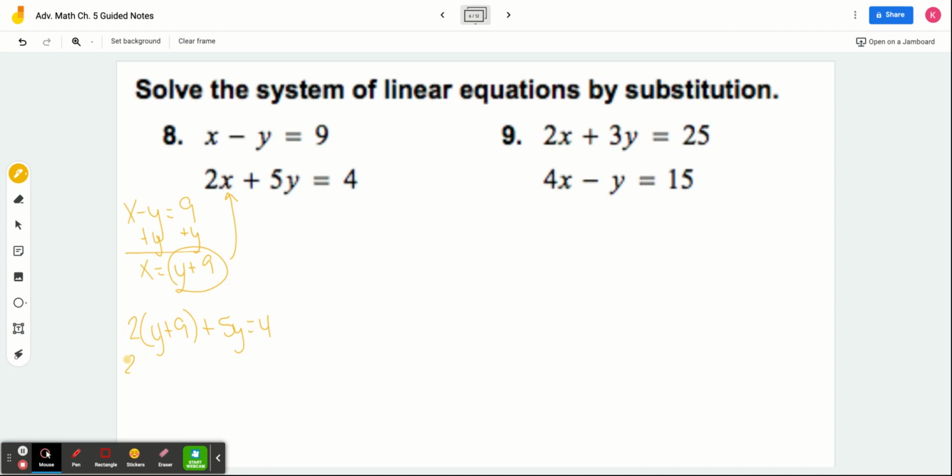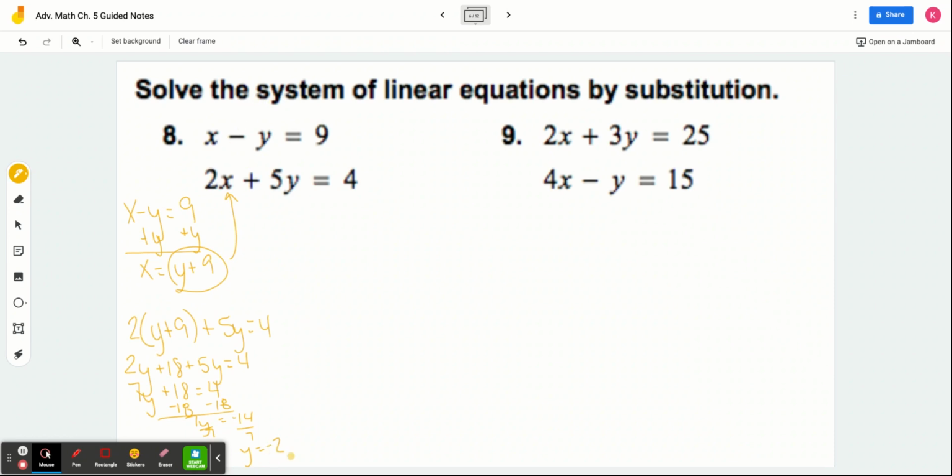So 2 times y is 2y. 2 times 9 is 18. 2y and 5y make 7y. When we subtract 18 from both sides, we're going to find that 7y equals negative 14. So y equals negative 2.